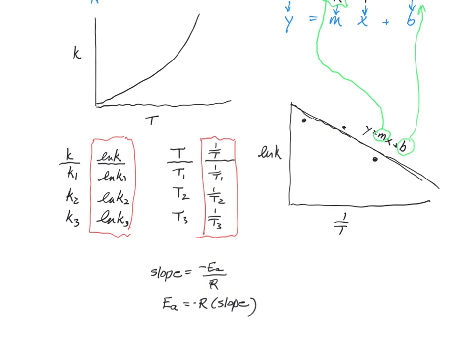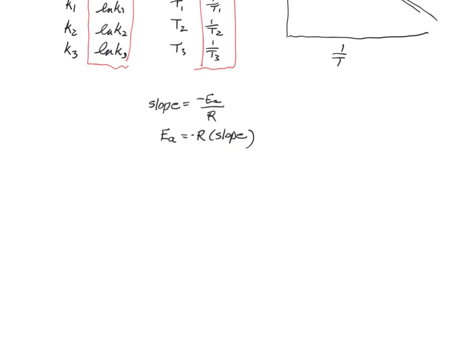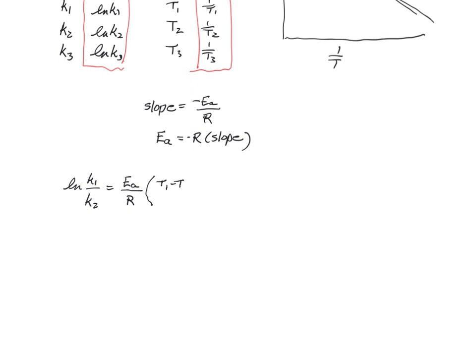Okay, now for questions 4 and 5, we're going to be still utilizing the Arrhenius equation, except we're going to be utilizing a different form, which allows us to look at two sets of conditions. Okay, you might remember this. It said that the natural log of K1 over K2 was going to be equal to the activation energy of the reaction divided by the gas constant times (T1 minus T2) over (T1 times T2).